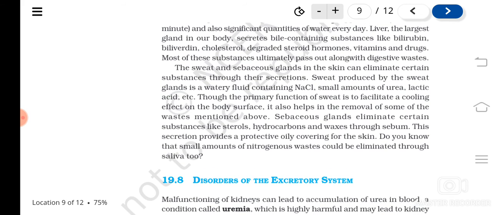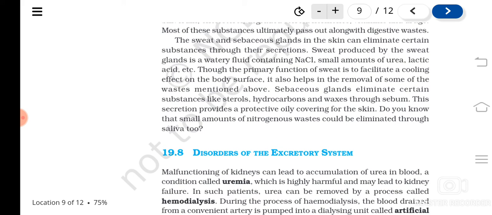Then sweat and sebaceous glands. Sweat produces what? Sodium chloride, urea, lactic acid, etc. A small amount of all this can be excreted by the sweat gland. Then sebaceous glands help to eliminate sterols, hydrocarbons, waxes, etc. through the sebum. Understood? So all these are the excretory organs itself.